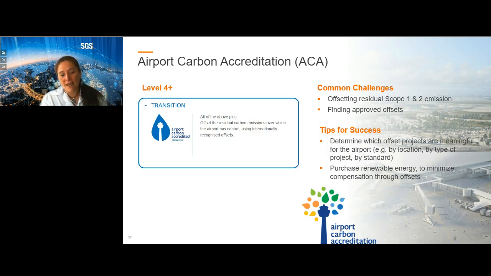And level 4 plus is the same as level 4, but you need to offset the residual emissions of Scope 1, 2, and business travel. And again, find approved offsets. So it is the same as I explained before: select by location type, and remember, it has to be from the approved list of offsets.